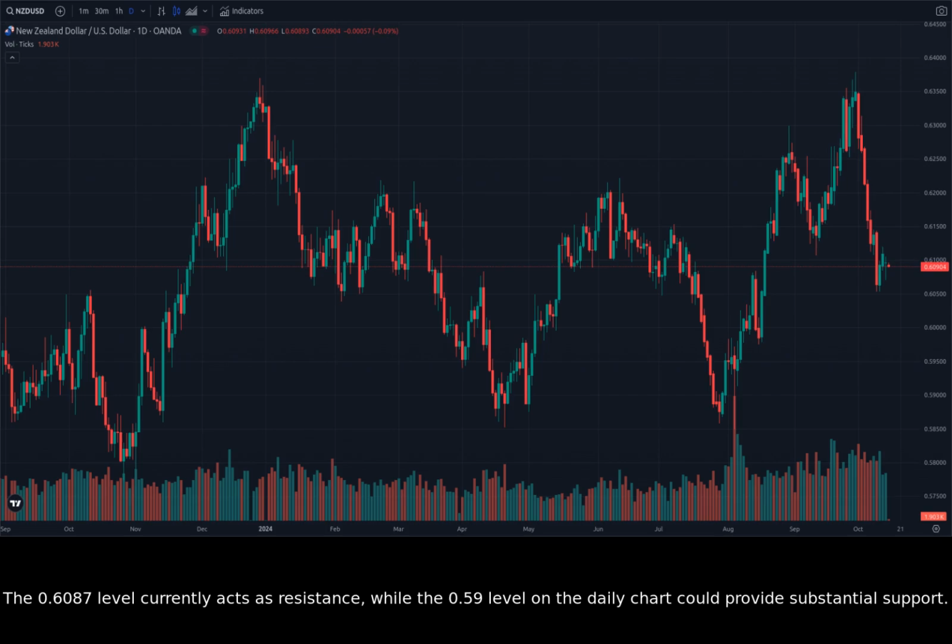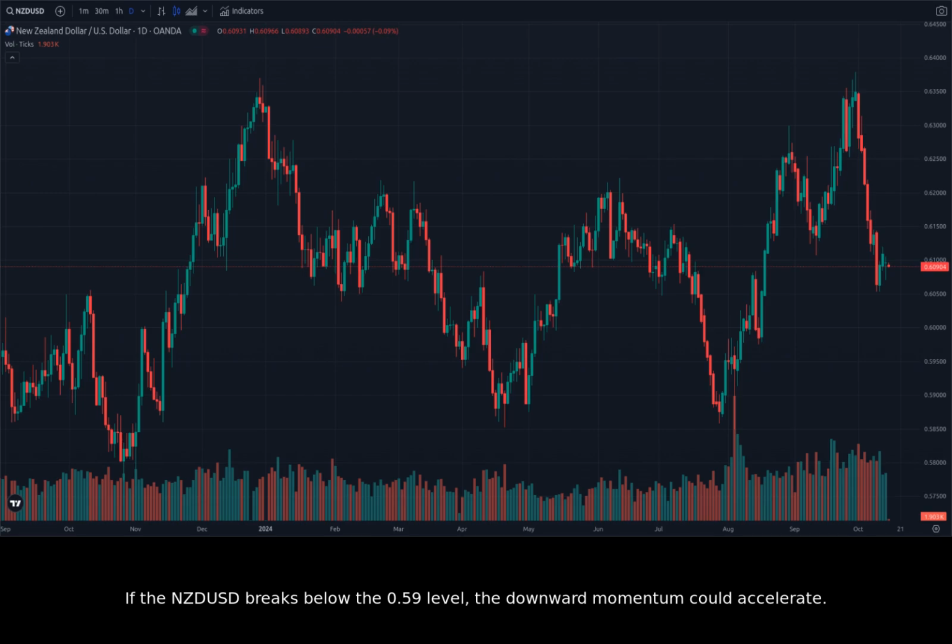The 0.6087 level currently acts as resistance, while the 0.59 level on the daily chart could provide substantial support. The gaps around 0.619 and 0.604 on the daily and 1-hour charts, respectively, are also important levels to watch for. If the NZDUSD breaks below the 0.59 level, the downward momentum could accelerate.